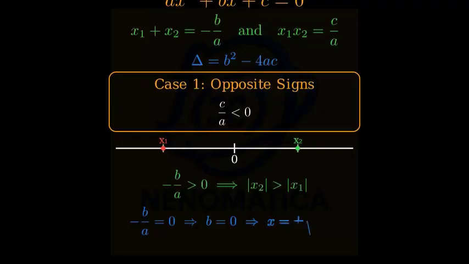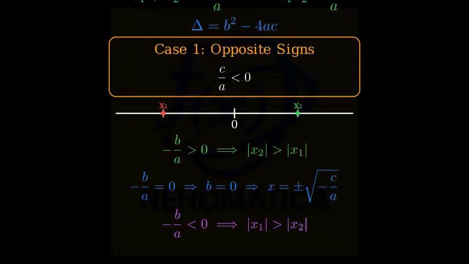If the sum equals 0, then b equals 0, and the equation is symmetric: x equals plus or minus the square root of negative c over a. If the sum is negative, the negative root dominates. The absolute value of x1 is greater than the absolute value of x2.